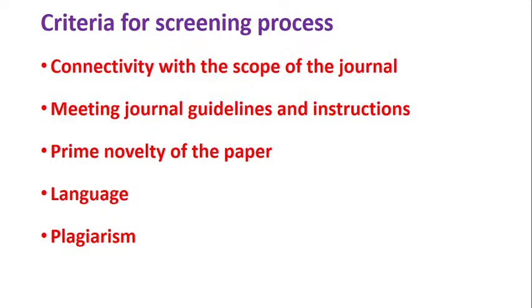Next I go to the criteria for the screening process: connectivity with the scope of the journal. Normally, what will the editorial members expect from your paper? They will use these five criteria. Kindly make a note: connectivity with the scope of the journal is important. For example, I am doing research in composite materials, and the journal scope is materials. I cannot submit my industrial engineering paper to this materials journal, because the materials engineering scope is different, and supply chain management scope is different, right? So you look at that.